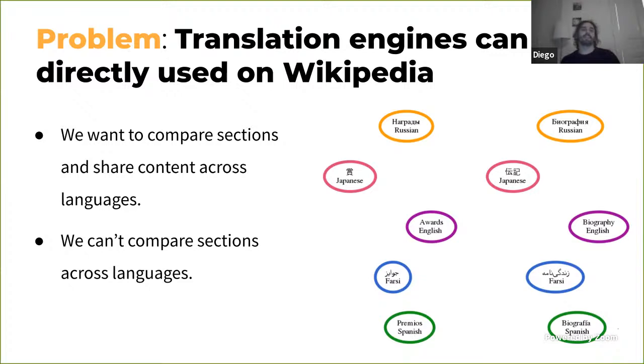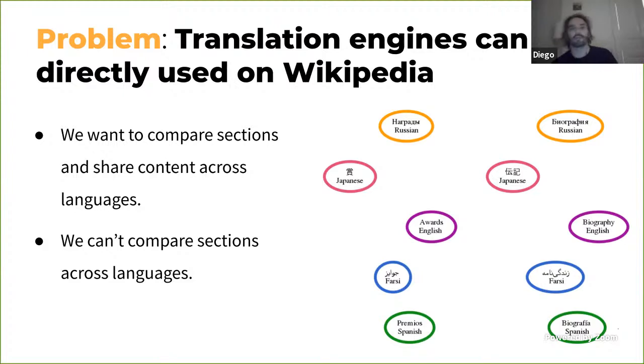So what is the problem here? The problem that we have is that for many use cases, we want to understand how we can align content across different languages. Especially in this case, we're talking about how we can compare sections across different languages. And this can be used, for example, for translation. So one article can exist in two languages, but we don't know which content is missing in one of those languages.